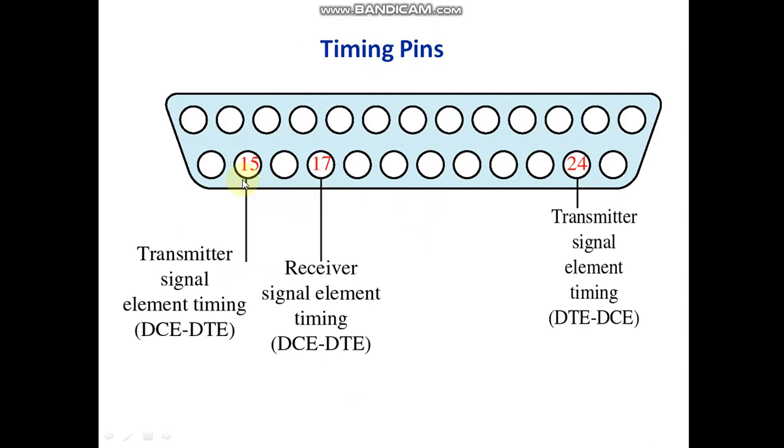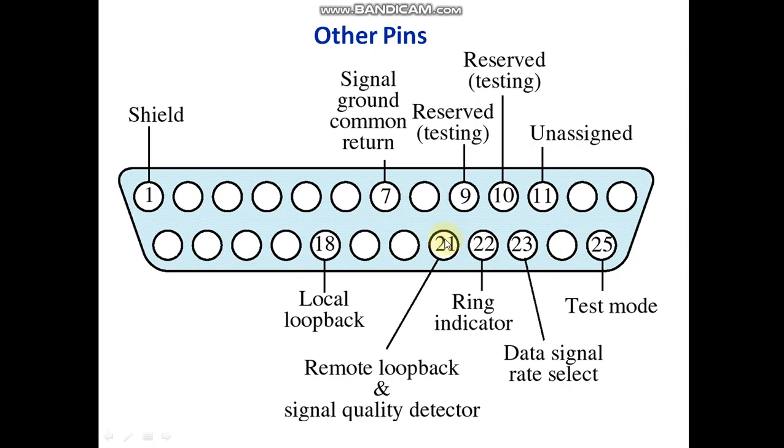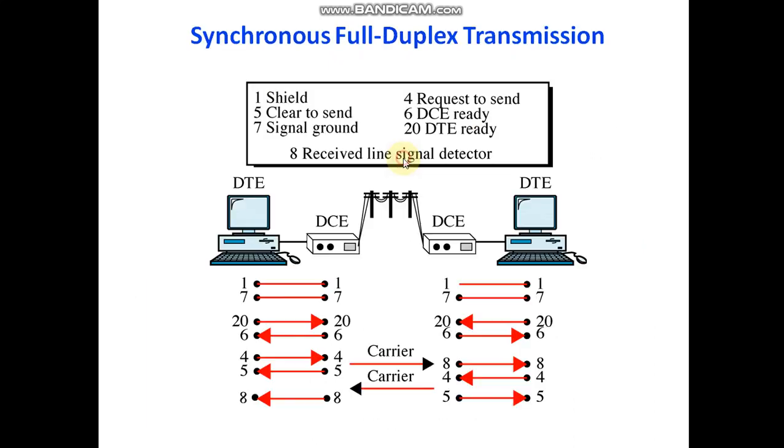These are the timing pins. 15 and 17 are used for timing: transmitter signal element timing and receiver signal element timing, and pin 24 represents the transmitter signal element timing. These are the other pins which have minimal use.